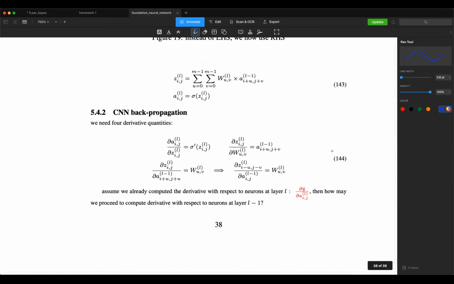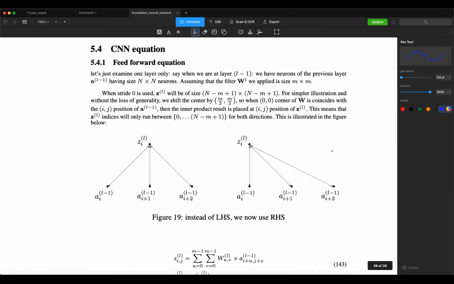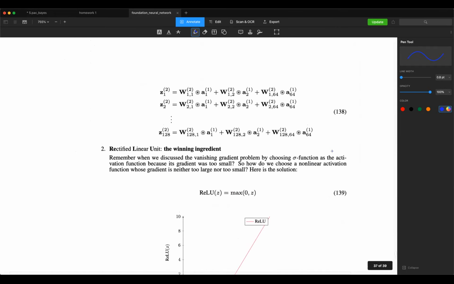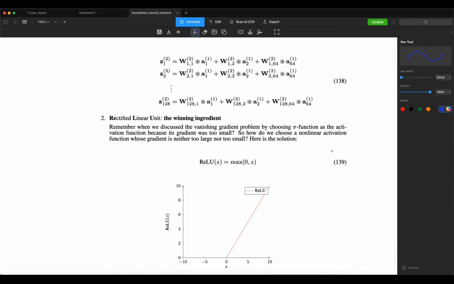So I think we have gone through neural networks rather quickly last week, because a lot of the things don't really need further explanation. But do we have any questions about neural networks from last week? One thing I haven't gone through in detail is the ReLU function.